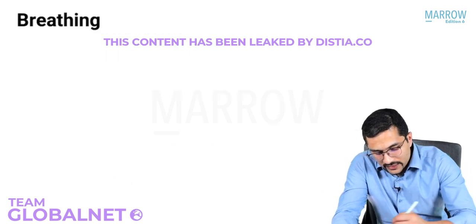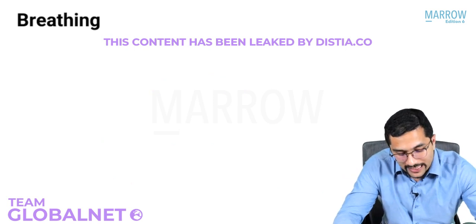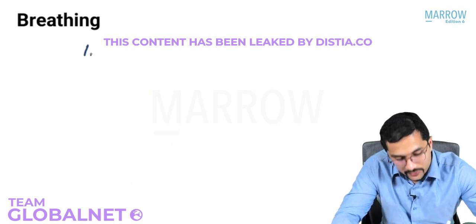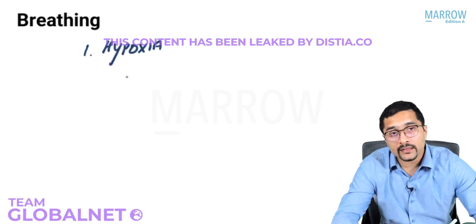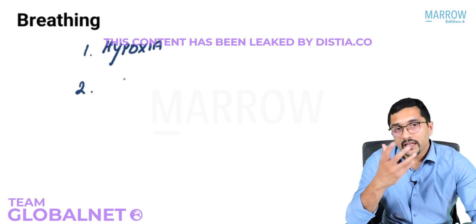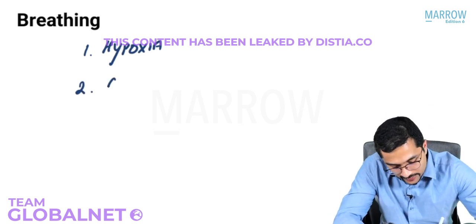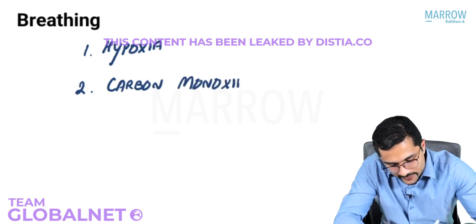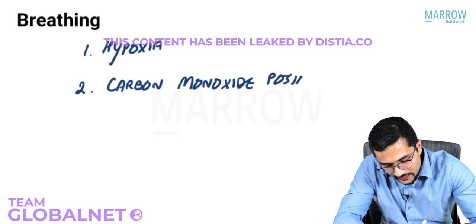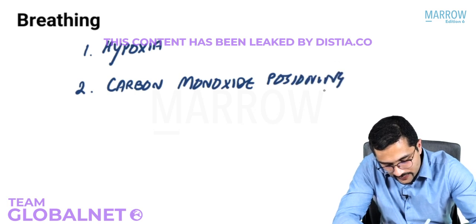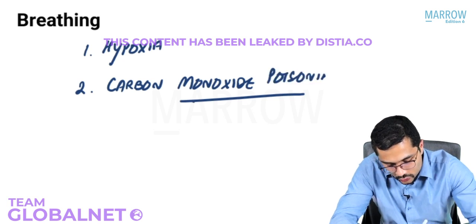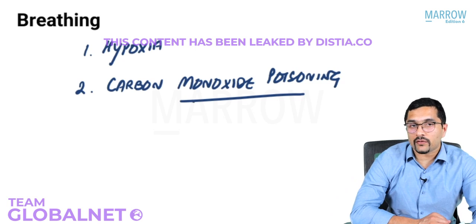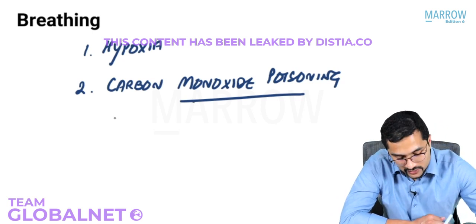The second aspect is we need to look at breathing. So what are the aspects which we need to look at in breathing? We need to look at hypoxia, which I told you can occur because of airway burns. Second, because of inhalation of all these toxic compounds, there can be carbon monoxide poisoning. And you have discussed in forensic in detail what are the features of carbon monoxide poisoning. You should be on the lookout for those signs and symptoms of carbon monoxide poisoning in burns patients as well.